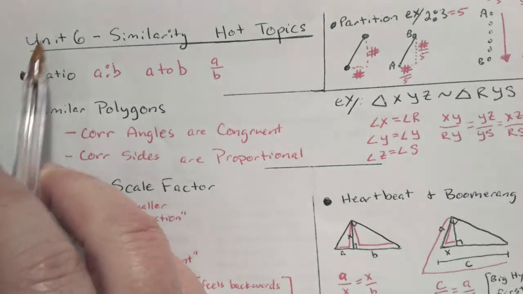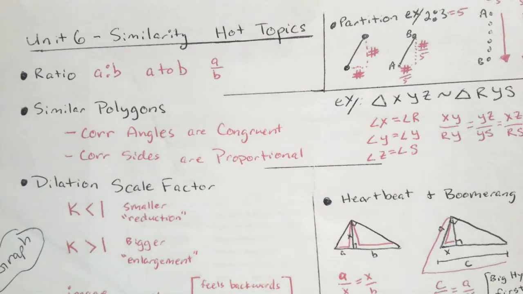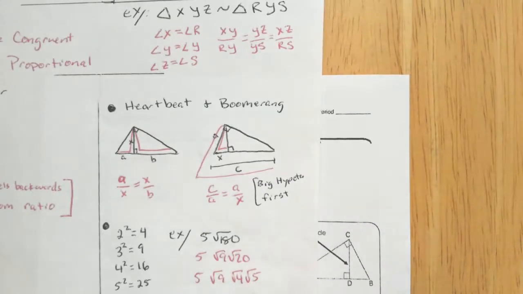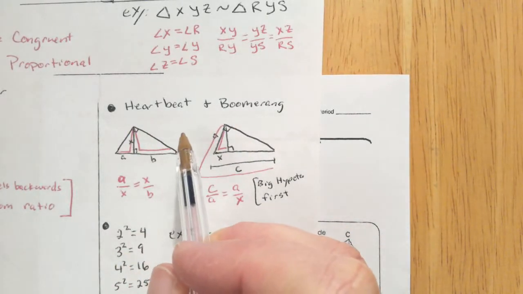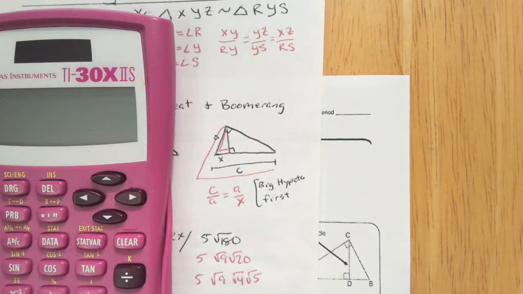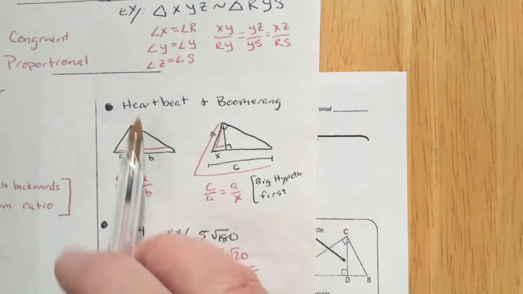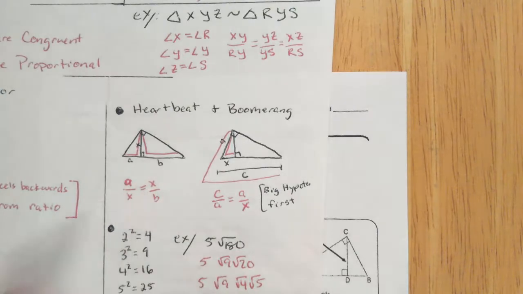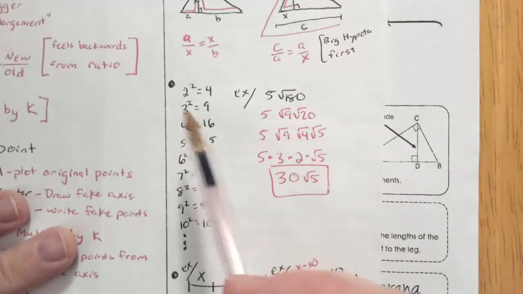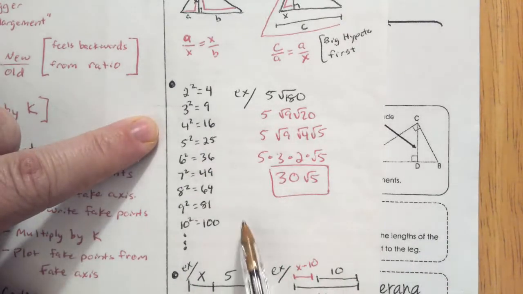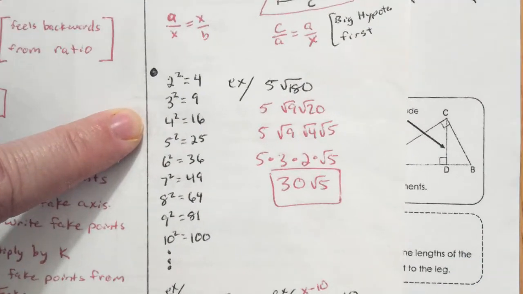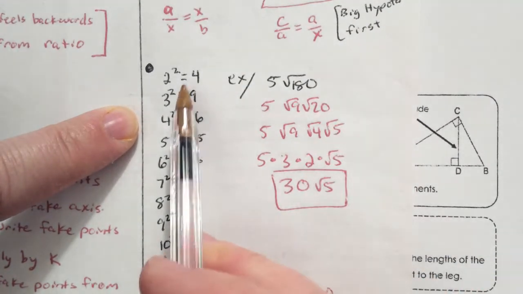Today we're going to be continuing Unit 6 Similarity, and we are going to be doing heartbeat and boomerang. Very important that you have your calculator, so make sure that's going on. Now, this is really going to be quick, but before we start, I need to remind you that we are going to be doing radicals, and how to do that would be a nice reminder right here.